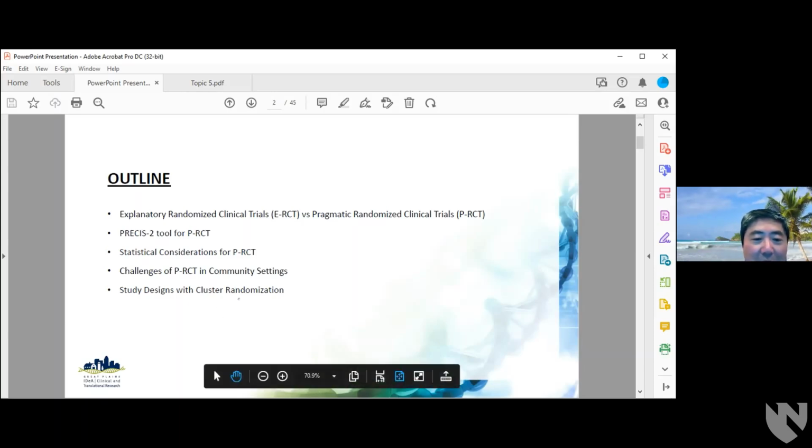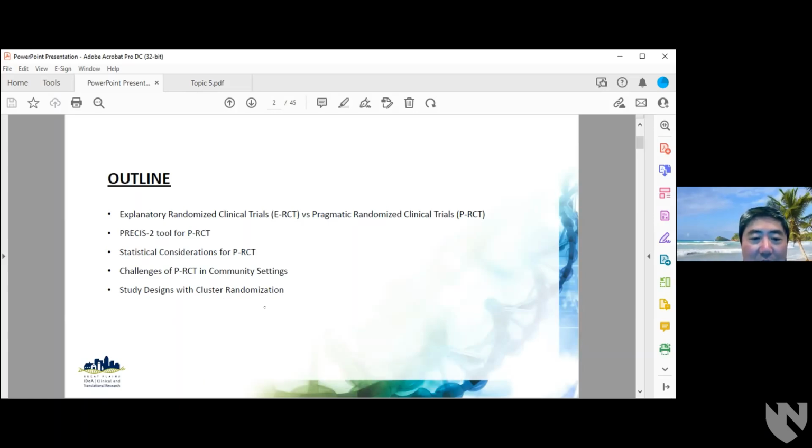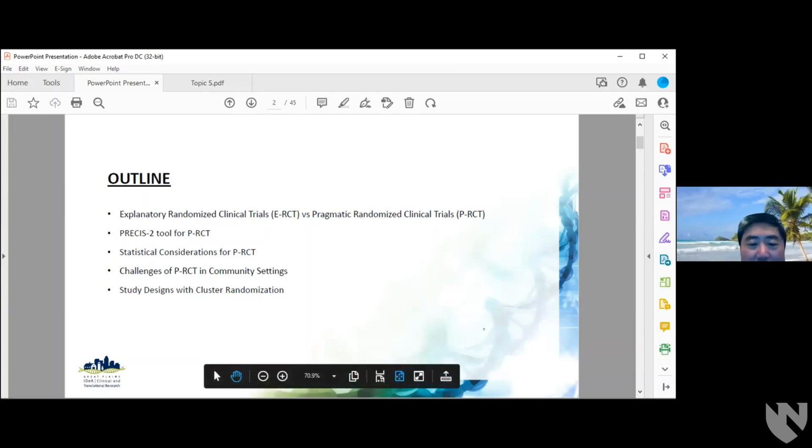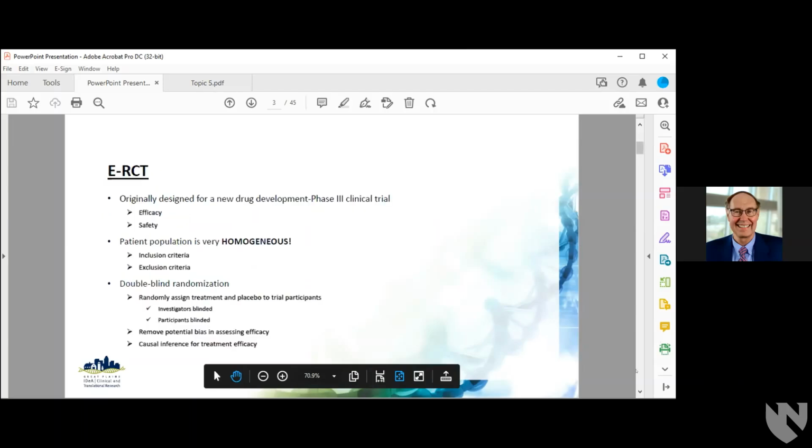Then I'm going to talk about a very typical design for PICT, which is cluster randomization. I'm going to share with you two of the research proposals I was involved in. Basically, it's the R1 application, the typical setting of community-engaged research, using cluster randomization. Then I conclude today's talk. Any questions so far? All right.